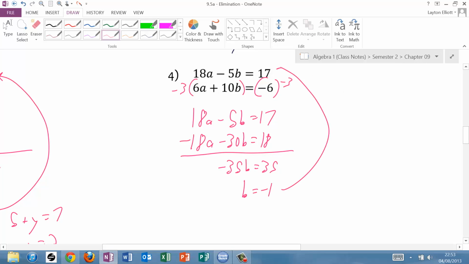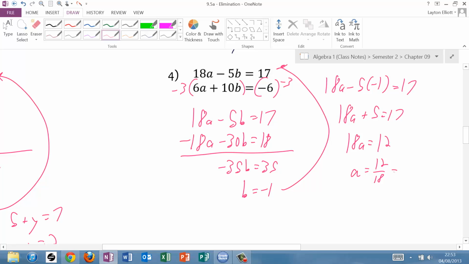Substitute it back into one of the original two. 18a minus 5 times -1 is equal to 17, or 18a plus 5 is equal to 17. 18a is equal to 12, or a is equal to 12 over 18, which simplifies to 2 over 3. Parentheses, 2 over 3, and -1. The rule is you put them in alphabetical order, always.